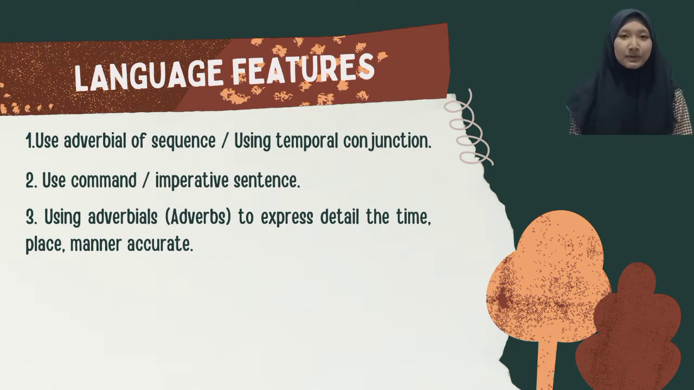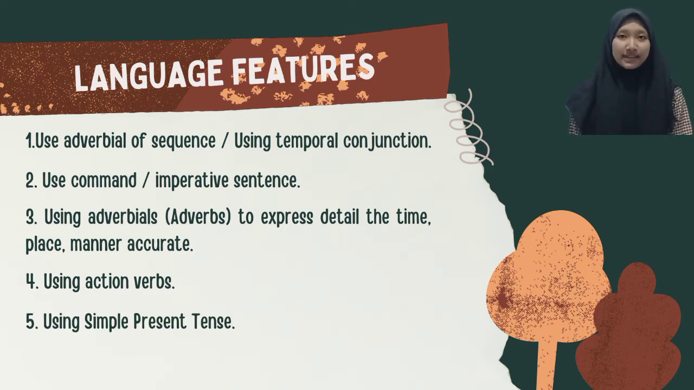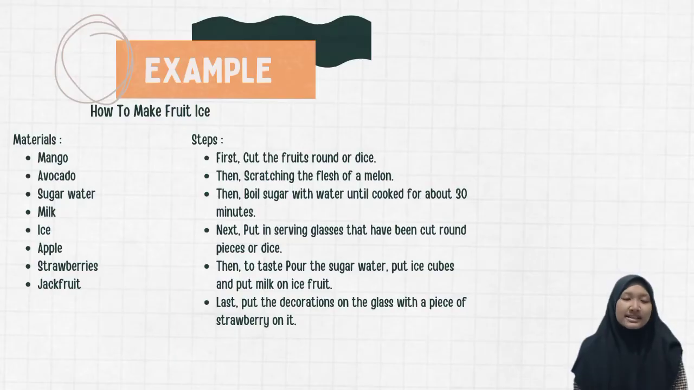The fourth is procedure text using action verbs such as make, take, boil, cook, etc. And the last is procedure text using simple present tense. Here is an example of procedure text. In order to understand more about procedure text, let's dissect the generic structure and the language features of procedure text.